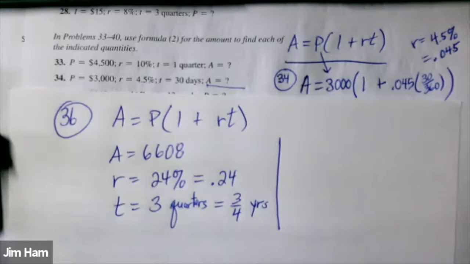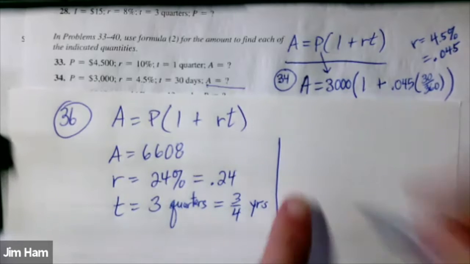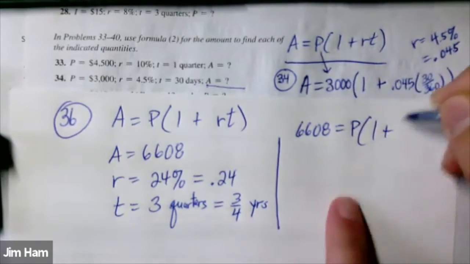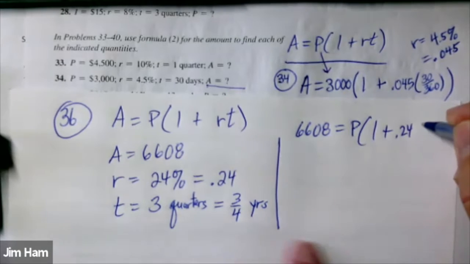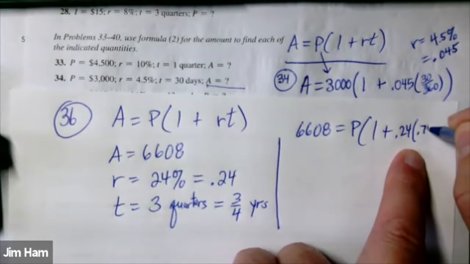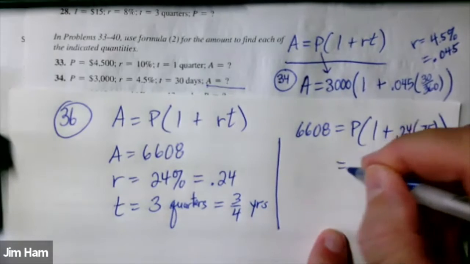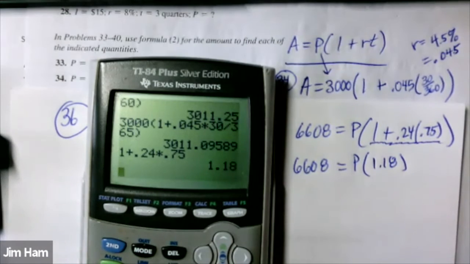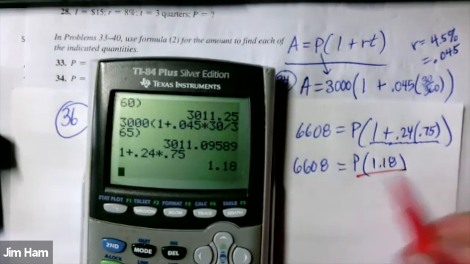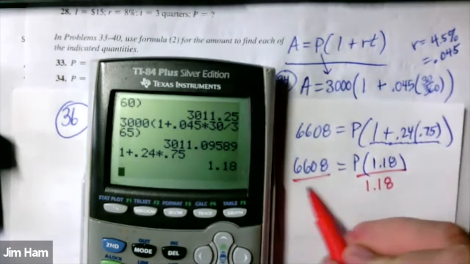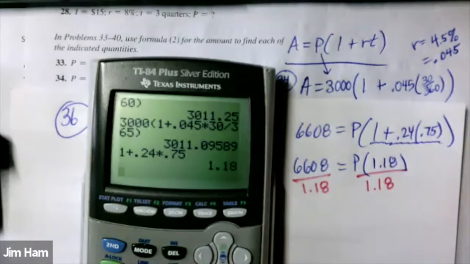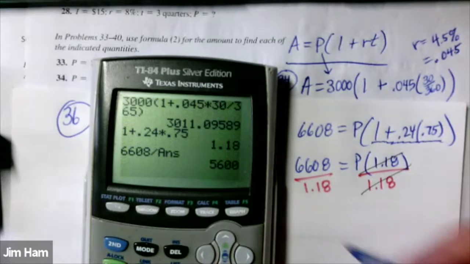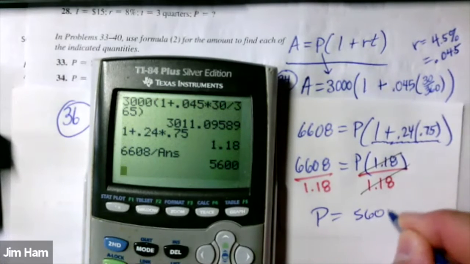Okay, very good. This is another one that requires an algebraic equation. So 6608 equals P times 1 plus 0.24 times, I'm going to again put the 0.75 in there as we did before. All right, I'm going to evaluate all of this just to get the number. And then the algebra step would be where we would try to isolate the P to find the present value. And to do that, we'd have to divide by that number attached to the P. And you are correct. P equals 5,600.